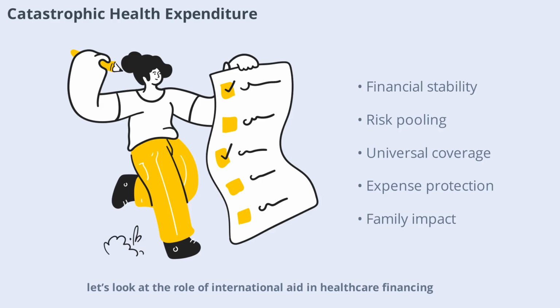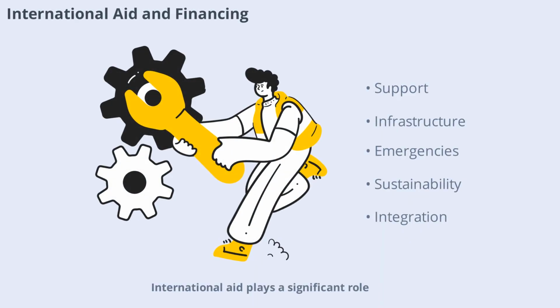Next, let's look at the role of international aid in healthcare financing. International aid plays a significant role in supporting healthcare financing in low-income countries. Aid can come from governments, international organizations, or nonprofits. It helps fund essential services, build infrastructure, and respond to emergencies. However, reliance on aid can create challenges for sustainability and local ownership. Integrating aid with national financing strategies is important for long-term success.